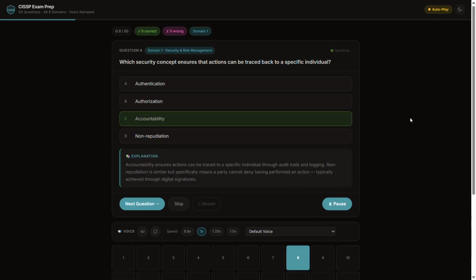Correct answer: C. Accountability ensures actions can be traced to a specific individual through audit trails and logging. Non-repudiation is similar but specifically means a party cannot deny having performed an action, typically achieved through digital signatures.